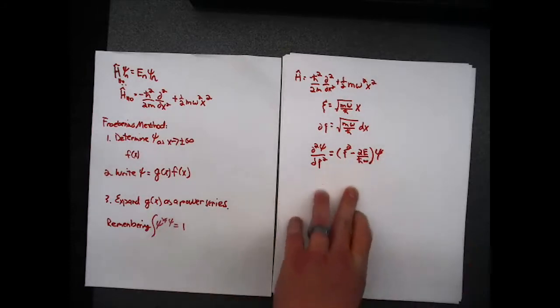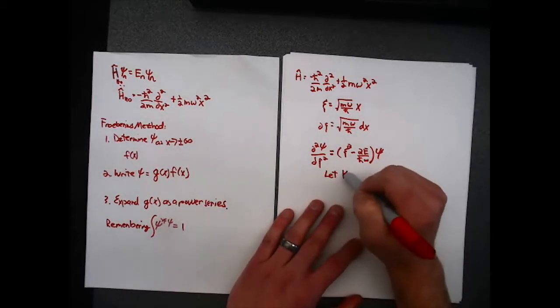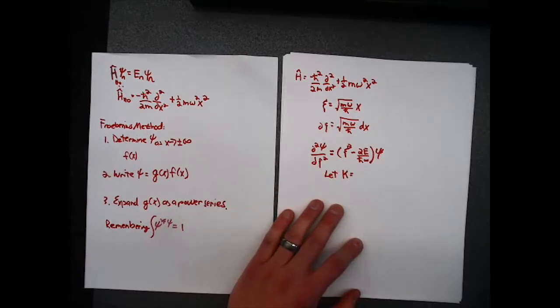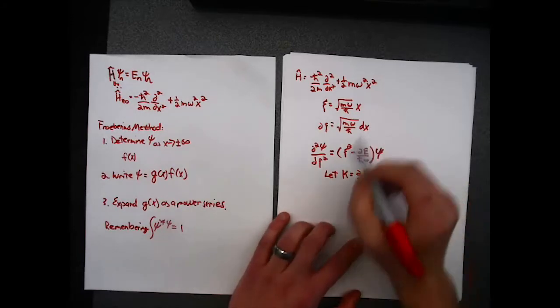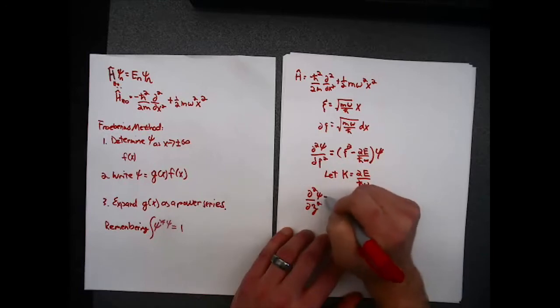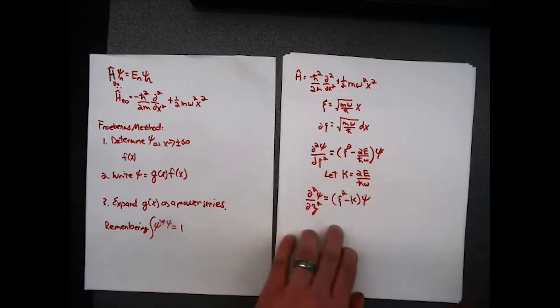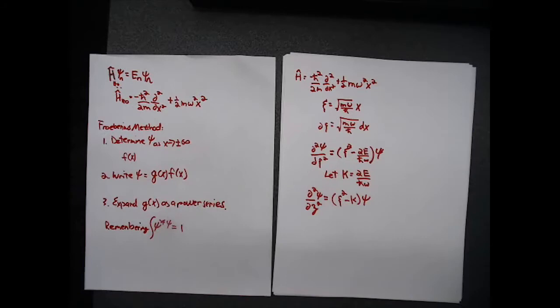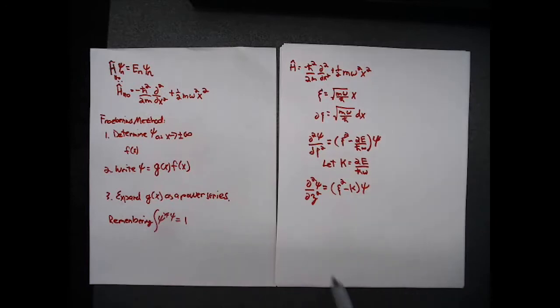Now we're going to make one other substitution here, and we're going to say let the number k be equal to 2E over h bar omega. And so then we can rewrite this as ξ squared minus k times psi. Okay, so this looks like a more straightforward differential equation. And what we're going to do is we're going to go back here to step 1, and we're going to determine the asymptotic limits of this. So what does this look like? What must this look like as ξ gets really large?